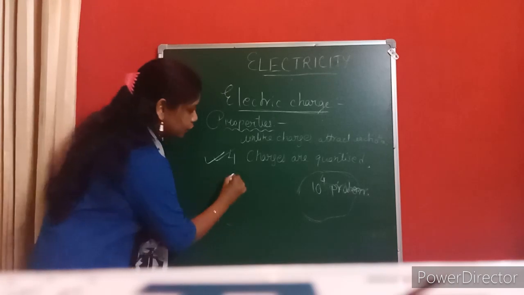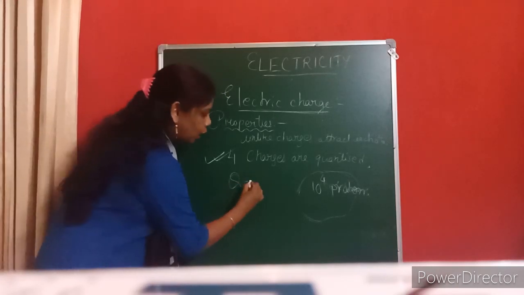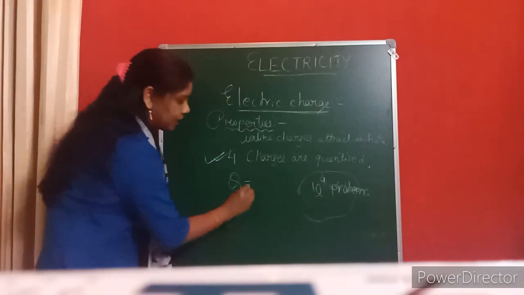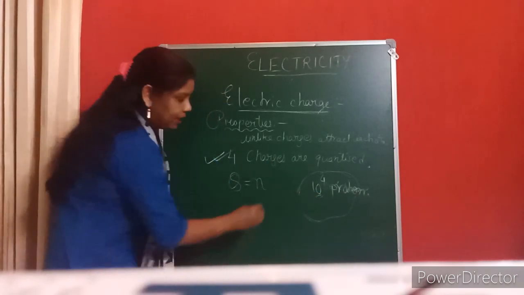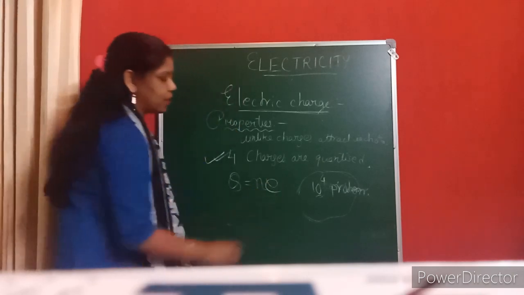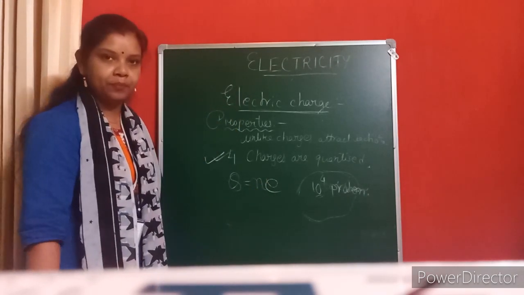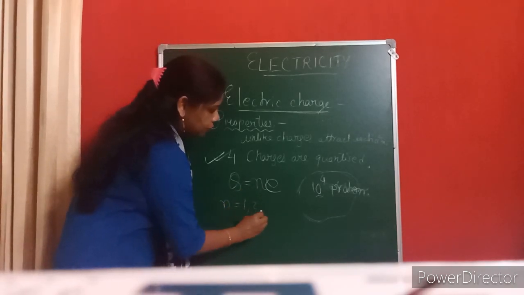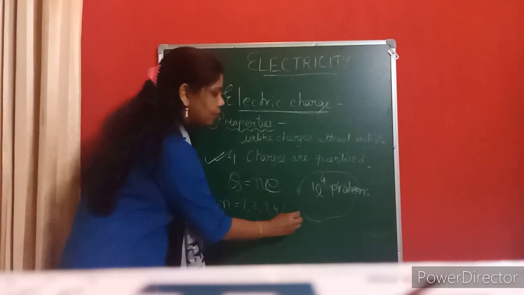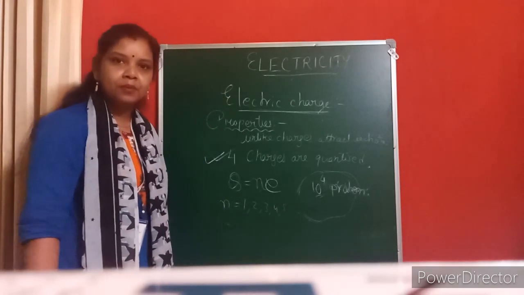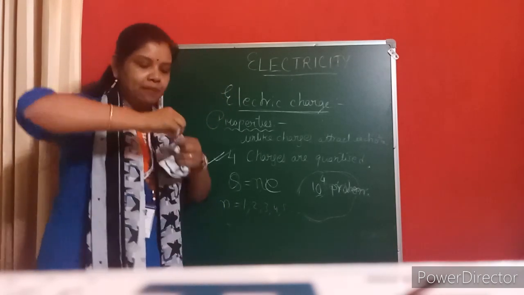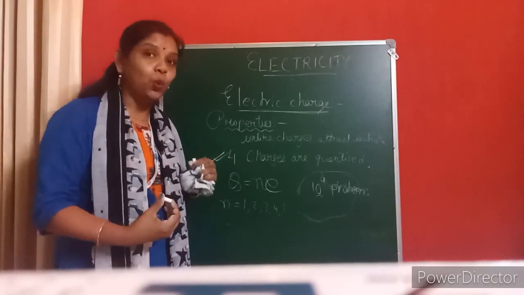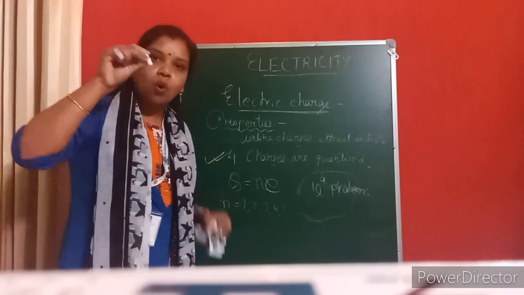Now, the quantization rule means the total charge of a body will be equal to the number of electrons or protons present, n, multiplied by the charge of an electron. I am writing n into e. So n will be what? 1, 2, 3, 4, 5. Can it be half? Suppose this is an electron and I divide it into 2 parts and say this is half yours and this is half mine. Can it happen? No. So it will always be a whole value.